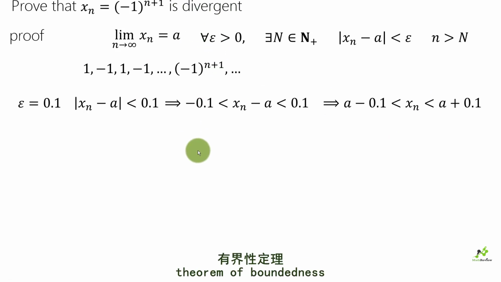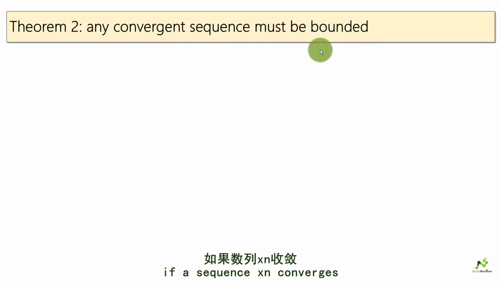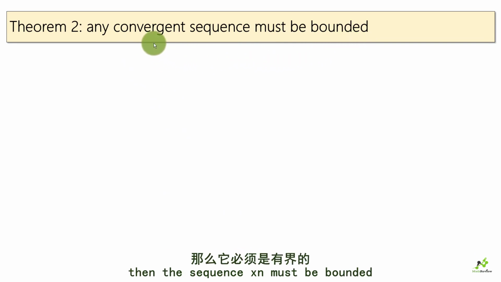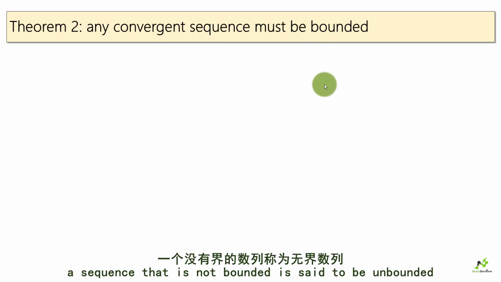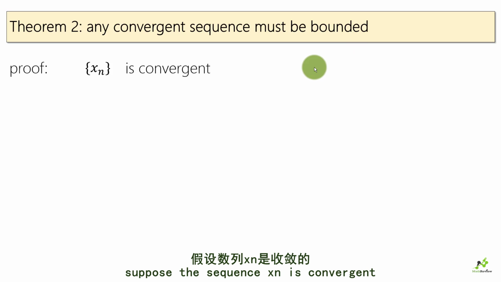Theorem of boundedness. Any convergent sequence must be bounded. If a sequence xn converges, then the sequence xn must be bounded. A sequence that is not bounded is said to be unbounded. Let's prove this theorem. Suppose the sequence xn is convergent.